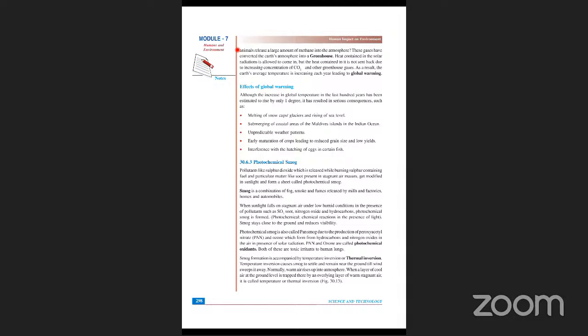Yes. Now, photochemical smog. Please see this. Pollutants like sulfur dioxide, which is released while burning sulfur-containing fuel, and particulate matter like soot present in stagnant air modify the atmosphere, which is called chemical smog. Smog is a combination of fog, smoke, and steam produced by mills, factories, and offices. Sunlight falls in stagnant air under low humid conditions in the presence. So basically, there are some pollutants.